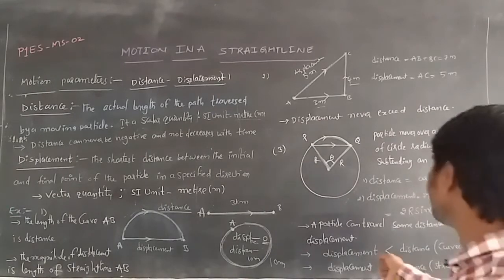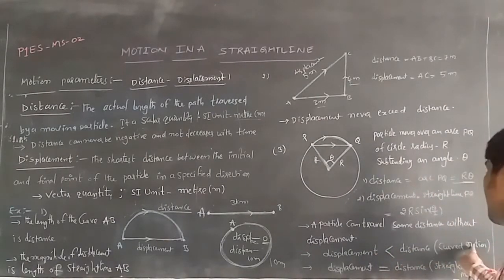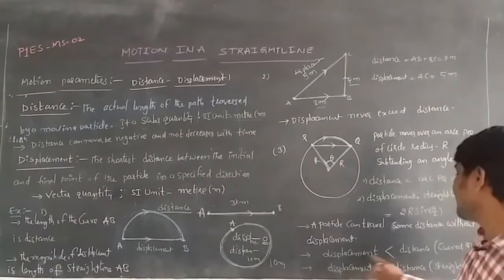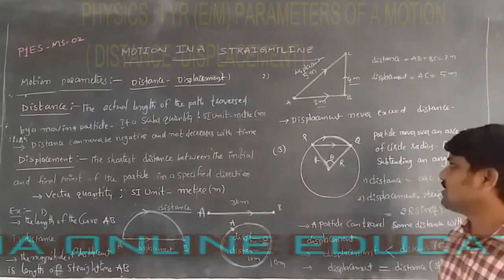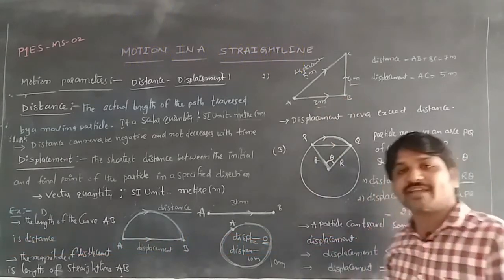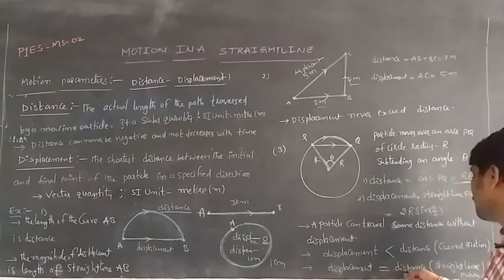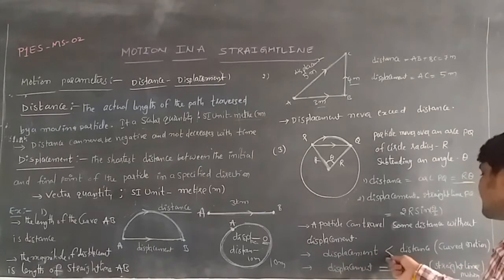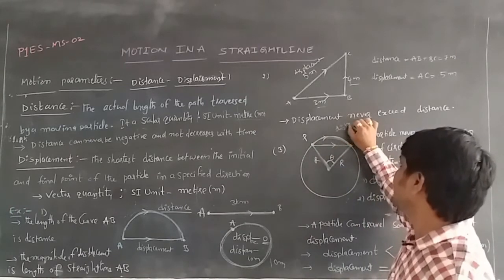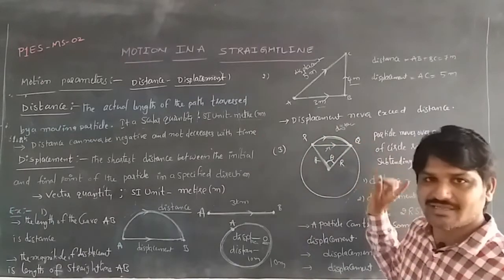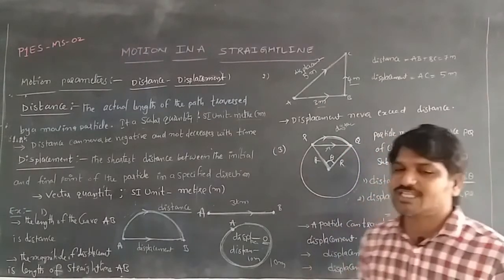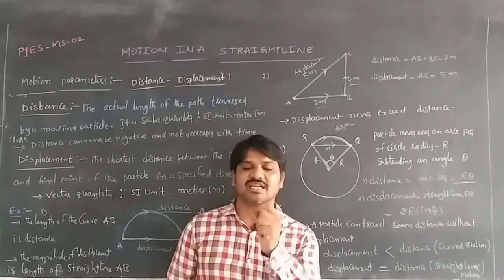The displacement can be less than the distance, and this comes for curved motion. Whenever the body travels some distance, the displacement is always less than or equal to the distance. When the body is moving along a straight line, the displacement is equal to the distance, and for curved motion the displacement is less than the distance. Whenever it moves along a curve, this will be the distance and this is the displacement, which is less than the distance. So the displacement never exceeds the distance.